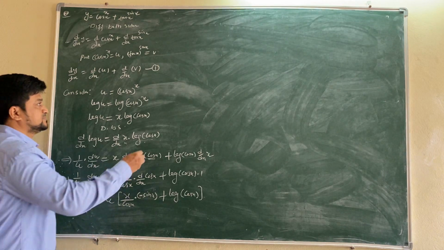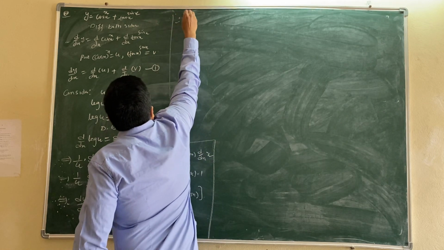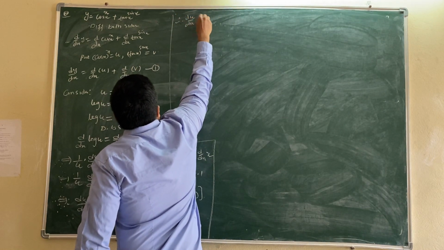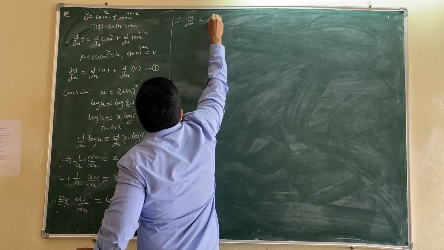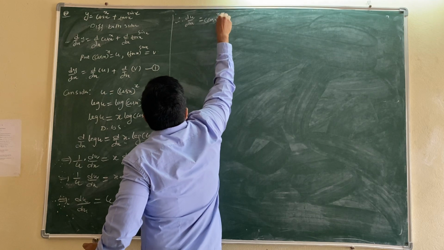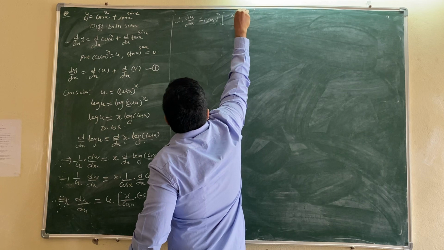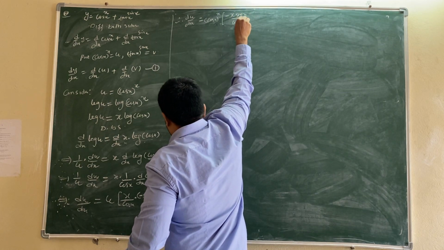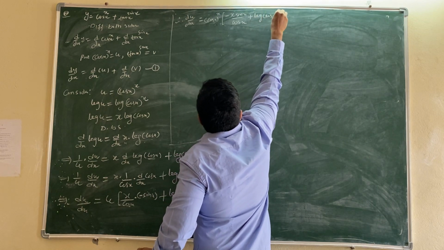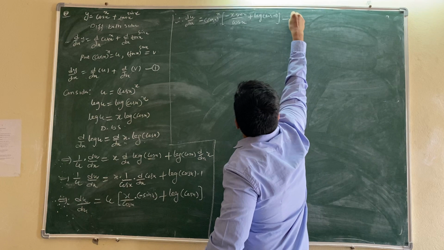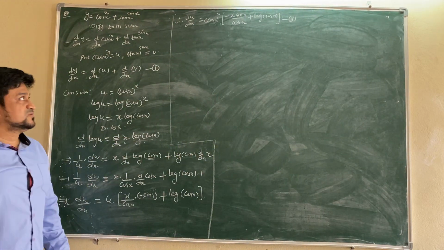Now we'll write: therefore du by dx equals u into, and the value of u is cos x power x, into minus x sin x by cos x plus log of cos x. This is our equation 2, taking the u and v values.